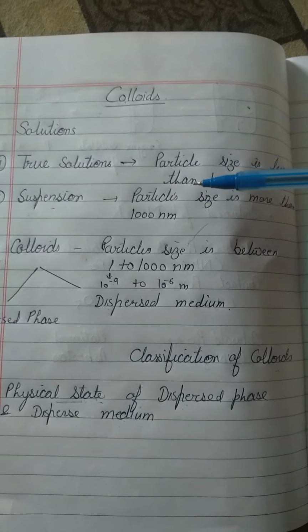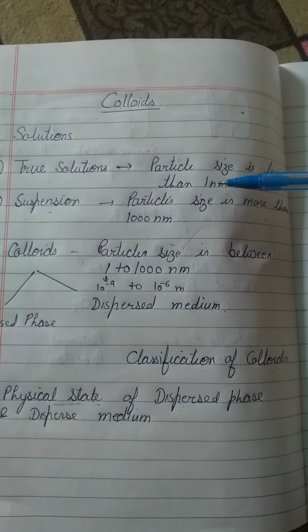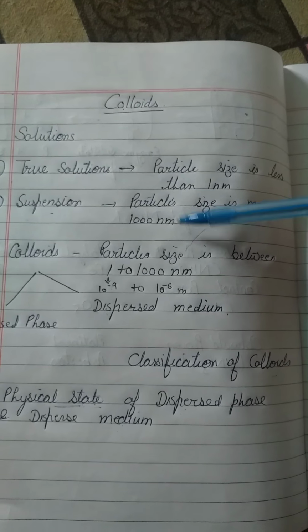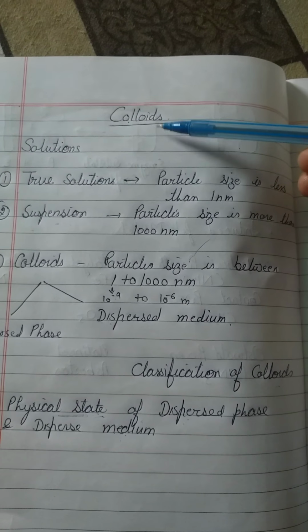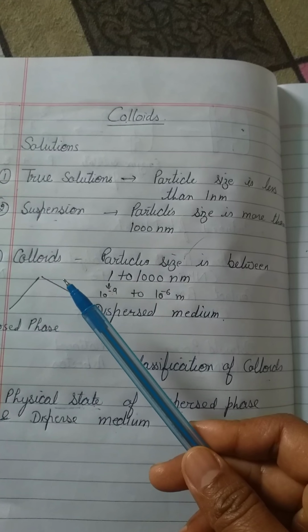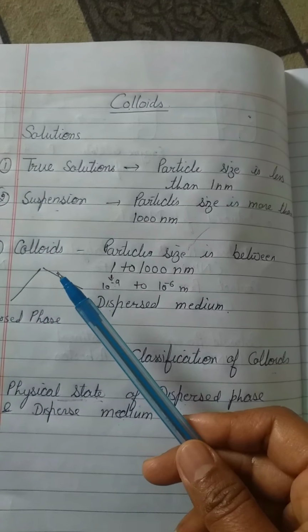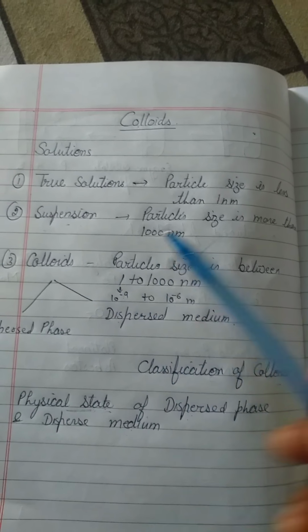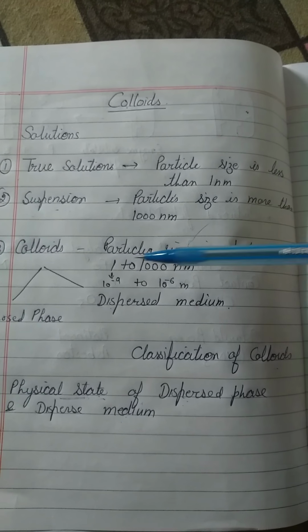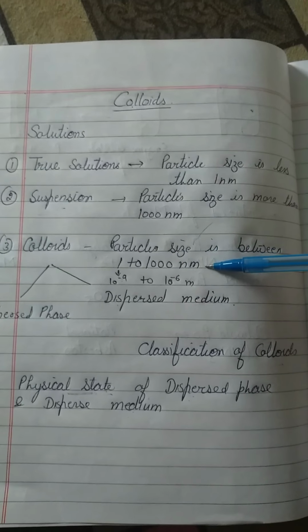But there are some solutions where the particle size varies from 1 nanometer to 1000 nanometer, so that is the category of colloids, right? These are the colloidal solutions. So how can we define colloidal solutions? These are heterogeneous mixtures of solute and solvent in which particle size is between 1 to 1000 nanometer.